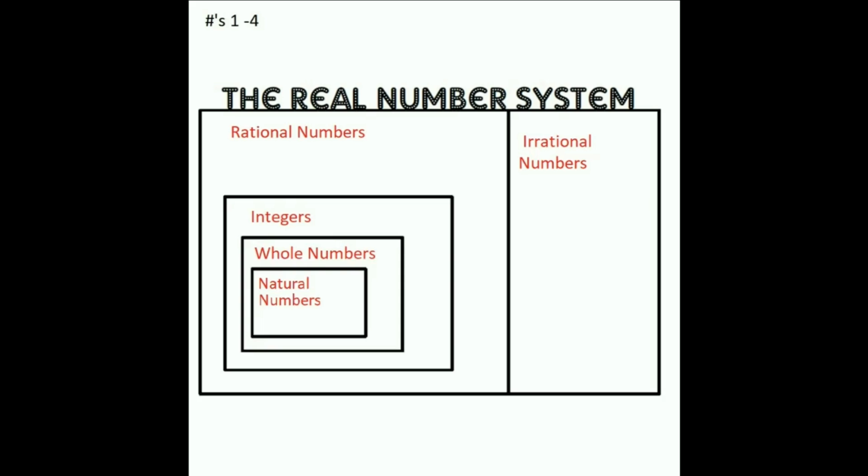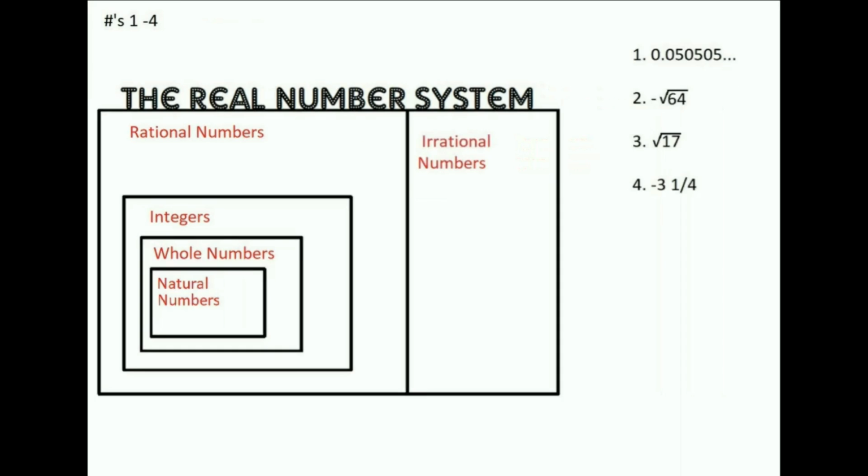So let's look at the list that they give us in the book. Here we go. We have 4 numbers here, and let's look at the first one, 0.050505. If you notice, that 05 repeats. The only category that a repeating decimal belongs in is a rational number. 0.05 repeating cannot be an integer, it can't be a whole number, and it can't be a natural number. Why? Because those 3 categories don't involve any decimals whatsoever. Let's move on to number 2.